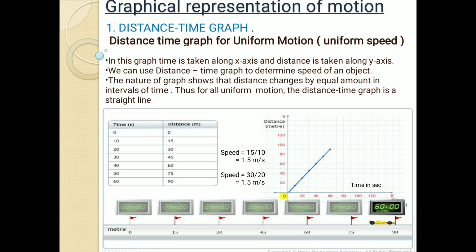Thus, for all uniform motion, the distance-time graph is a straight line. One thing you should remember: in uniform motion, the distance-time graph shows a straight line only. You can see the straight line, right? That straight line shows that the object is moving in uniform motion or constant speed. I hope this graph is clear. Okay, next we'll go for the next graph.